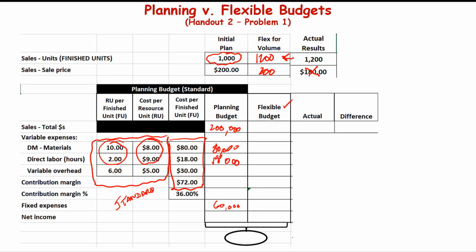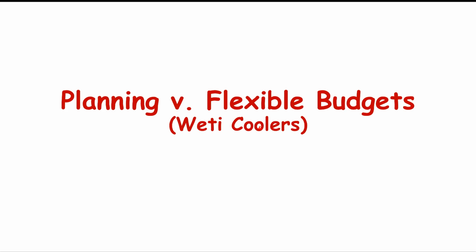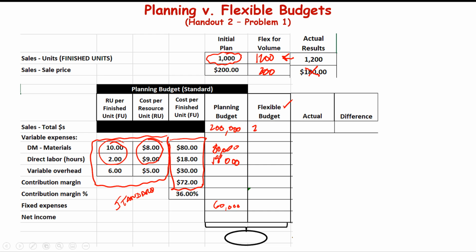Now, what you'll hear me say about the flex, it's the actual sales times the original assumptions. And so the original assumption over here for the sale price was 200, not this number. Okay, it's the 200. The flexible budget then for total sales is going to be the 1,200 times the 200, which is going to give me 240,000. And at that point, I can also then go down and say, what's my materials for the flexible budget? And that will be 1,200 times the 80, and that would give me 96,000. So you get the gist.